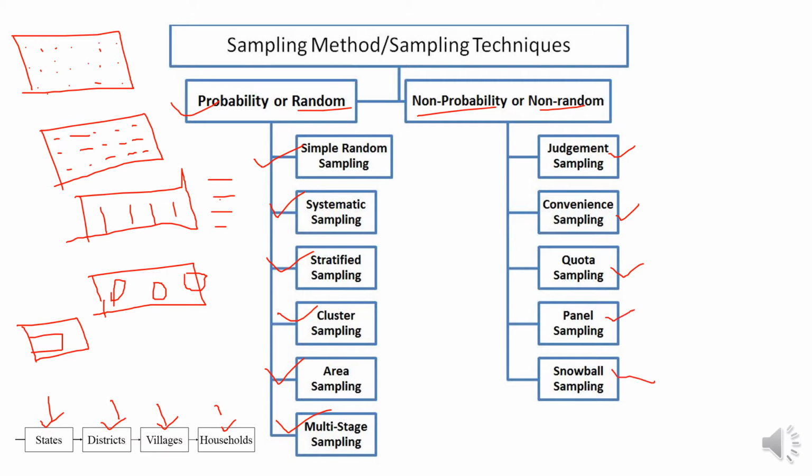Snowball sampling means you ask questions of one individual, then this individual asks another individual, who also asks another individual, and so on. So the sample keeps increasing, like a snowball. This is the snowball sampling technique. It is mostly questionnaire-based, and social science people use this kind of sampling technique much more.